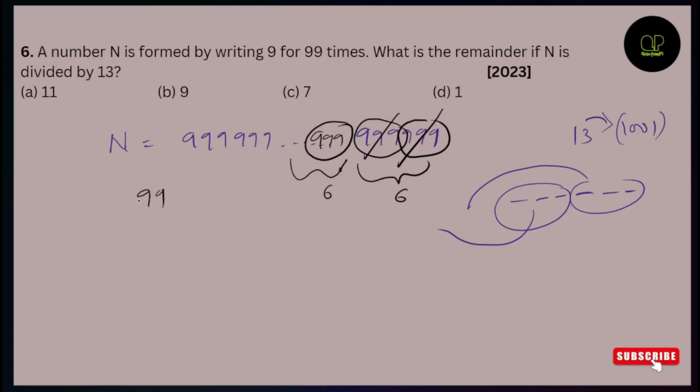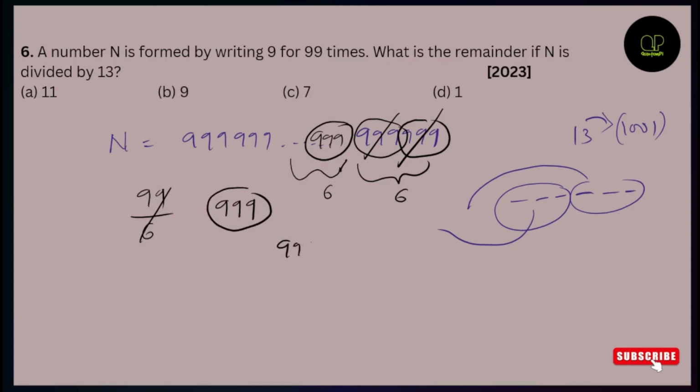Out of 99, when you divide by 6, so 6 10 60, 5 30, 90 is gone. You still have another 9 nines. Another set of 6 nines is gone. So you are left with 3 nines at the end. You are left with only 3 nines. So out of 99 nines, you have cancelled 96 nines and you are left with only 3 nines.